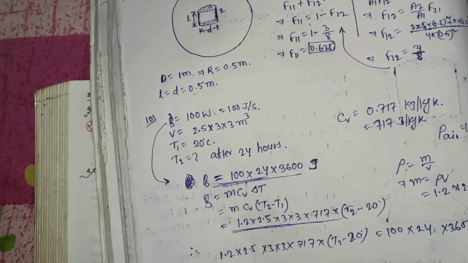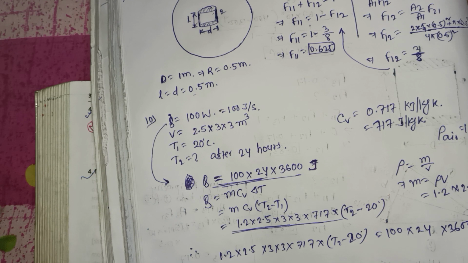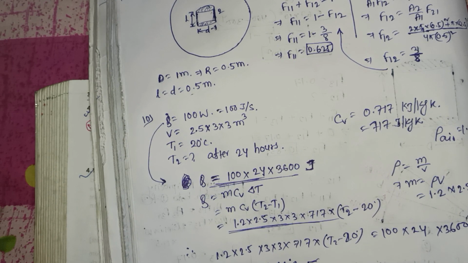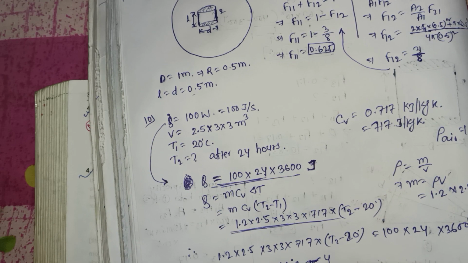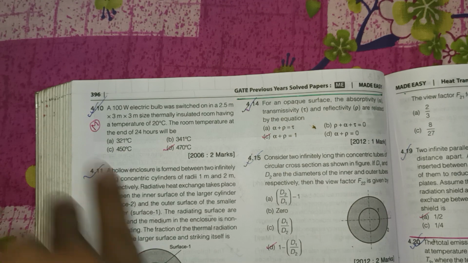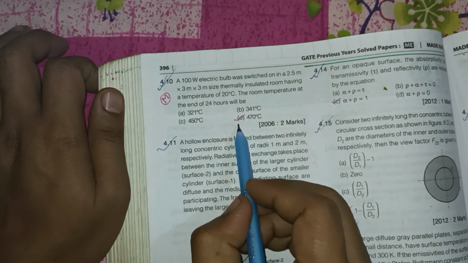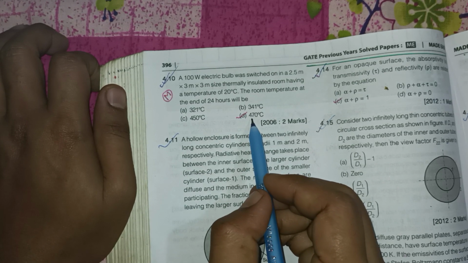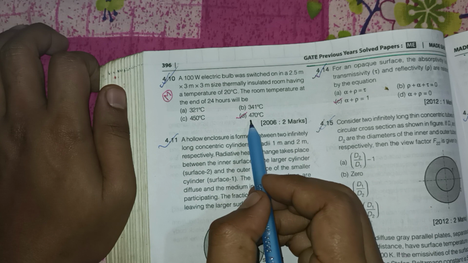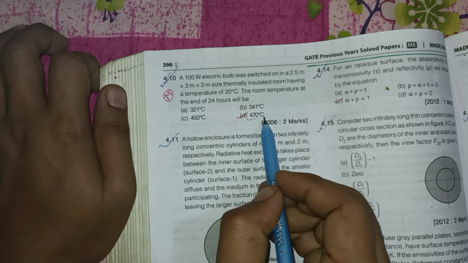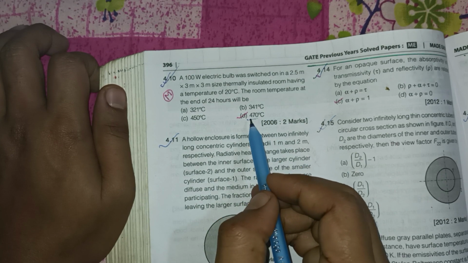From here you can calculate the value of T2, that is equal to 466 point something, 466 degrees Celsius. That is almost equal to 470 degrees Celsius. So 470 degrees Celsius is the correct answer. So here option D, that is 470 degrees Celsius. The actual answer is 466 point something, but here the option is 470. This is near about 470. So the correct answer is option D, 470.